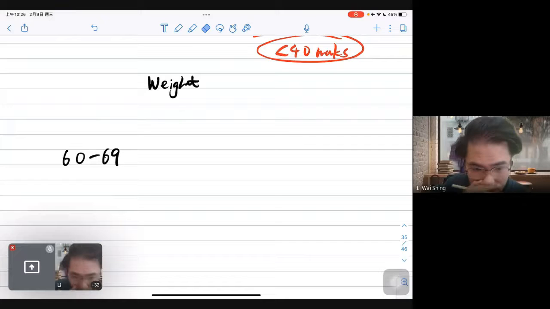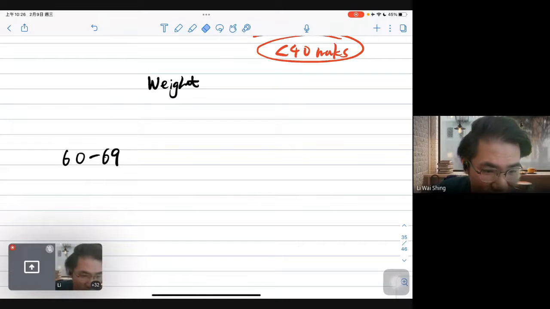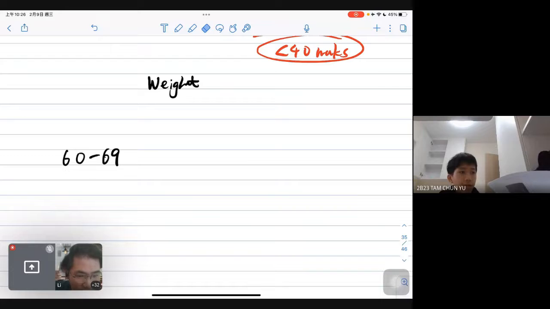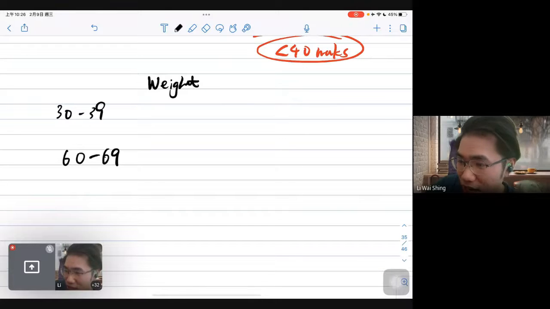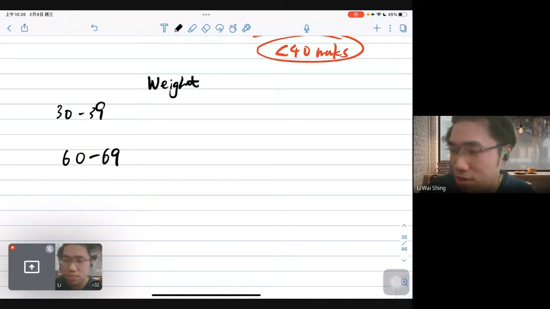Tony, what about you? How heavy are you? Which group are you in? 30 to 39. Okay, 30 to 39. I suppose Tony is the thinnest guy, the lightest guy in this class. He is in this group.